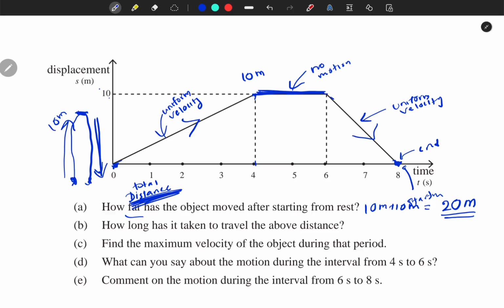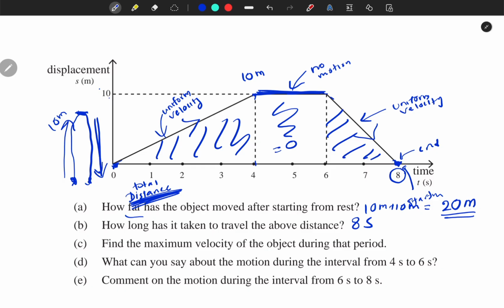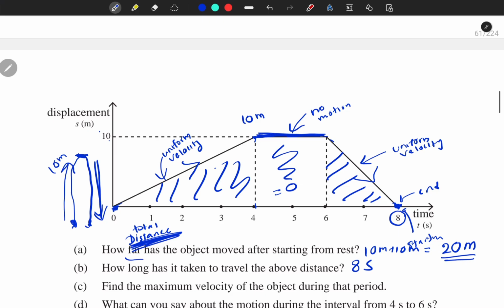How long has it taken to travel the above distance? With this you can see it is 8 seconds, right? Find the maximum velocity of the object during that period. It asks for the maximum velocity, right? If we find the velocity here, we can look at it. Here, since there is no motion, the velocity is 0, right? 0. We can take the velocity here too. Then we can say what the maximum is. If we find the velocity here, how does it go? How do we take the velocity there?